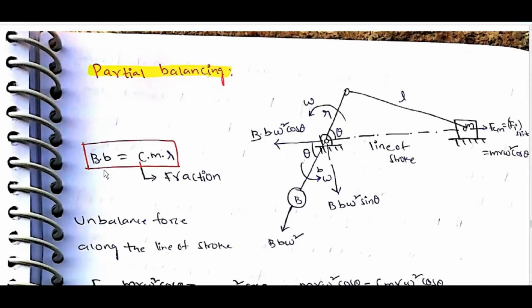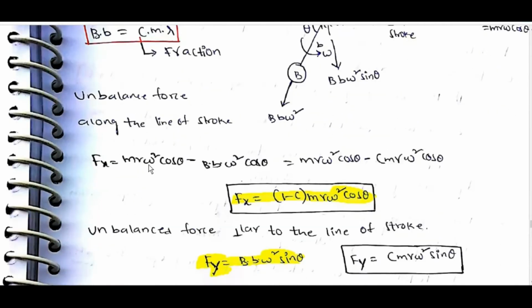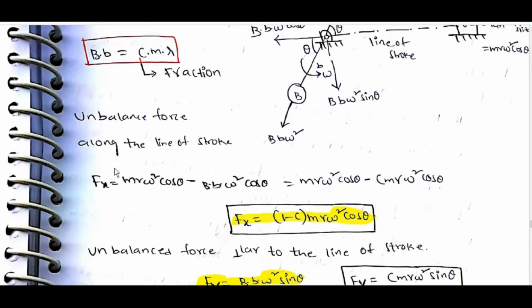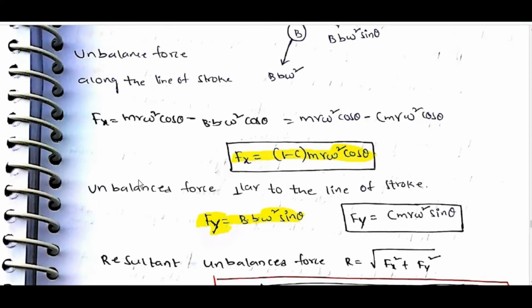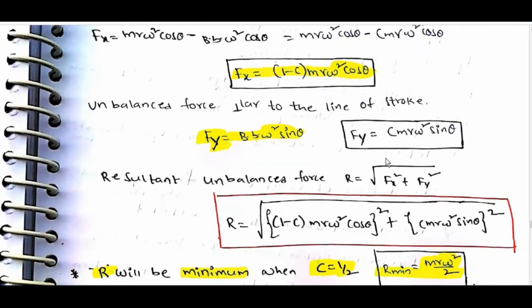Partial balancing: b B is equal to C into m r, a fraction of m r. The components are b B omega square cos theta and b B omega square sin theta. Unbalanced force along the line of stroke, Fx, is equal to m r omega square cos theta minus b B omega square cos theta, which is m r omega square cos theta minus C m r omega square cos theta. Fx is equal to (1 minus C) into m r omega square cos theta. F unbalanced perpendicular to the line of stroke, Fy, is equal to b B omega square sin theta, which is C m r omega square sin theta.